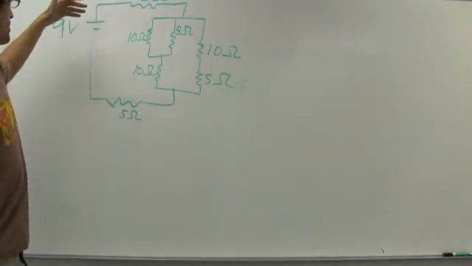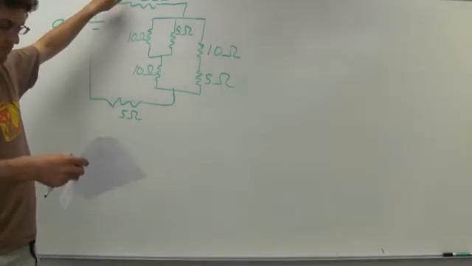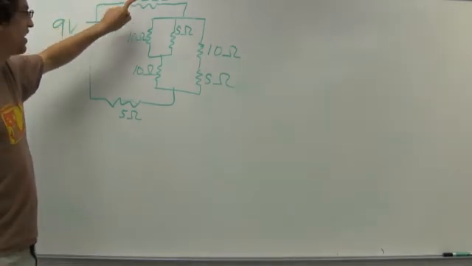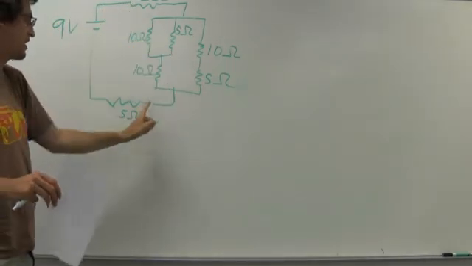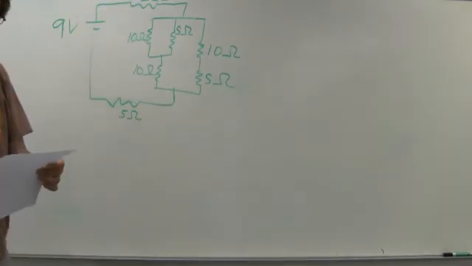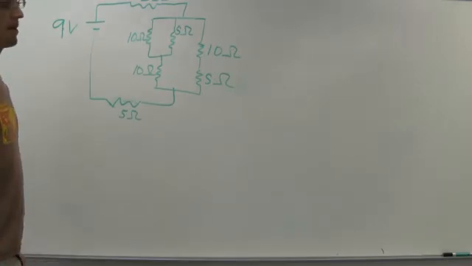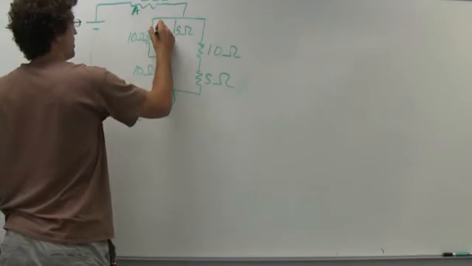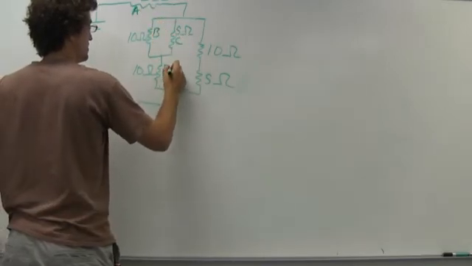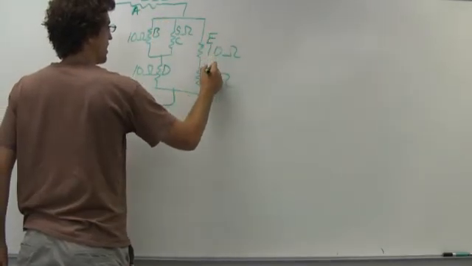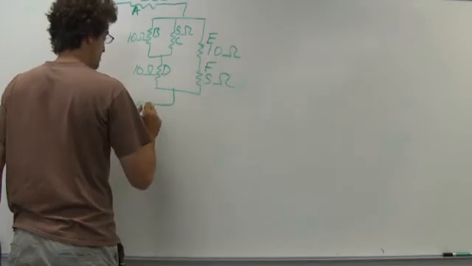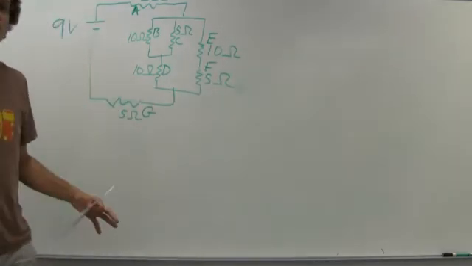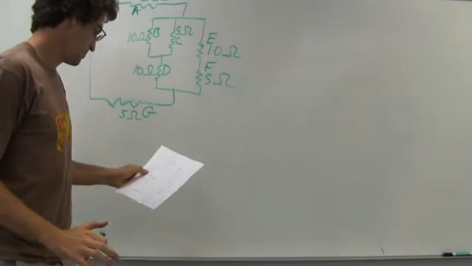Here's our circuit, 9 volts. 5, 10, 5, 10, 10, 5, and 5 as our resistors. And I'm going to label them because I like to be able to keep track of them. So we got A, B, C, D, E, F, and G. Alright, now before I start, I'm going to write down a lot of things that I know.